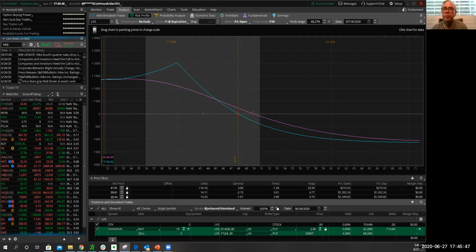So how much is this trade going to cost us? About $1,200. That's not bad at all. 230 debit. Yeah, $1,200. That's what it's going to cost you in buying power. That's a pretty good risk reward for me. I think so too. Because if you can make $1,000 potentially on that $1,000, you make 100% on your buying power. That's pretty good for a diagonal.